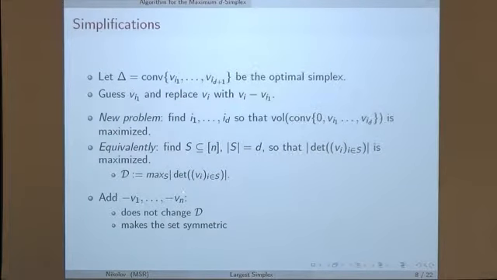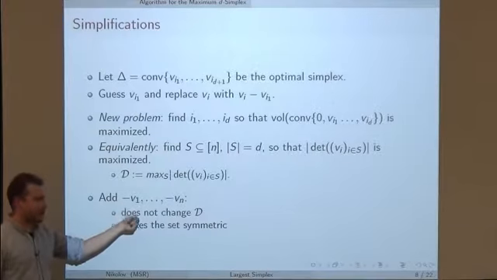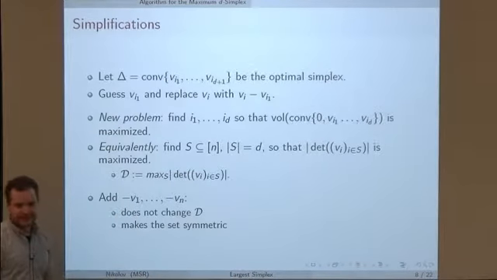Let's also add the inverse. After doing this first transformation, now let's also add minus vi for every vi. What this lets us have is that it makes the set of points symmetric around the origin. That's just kind of convenient. It also obviously doesn't change the optimal solution.